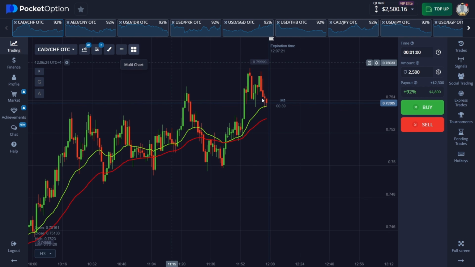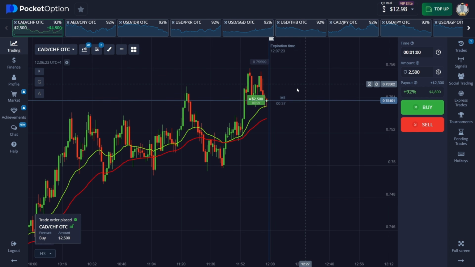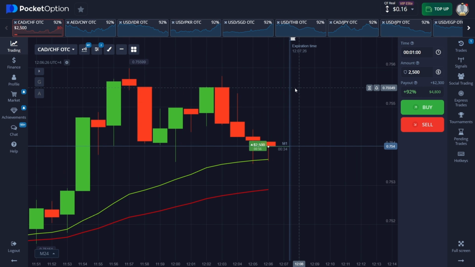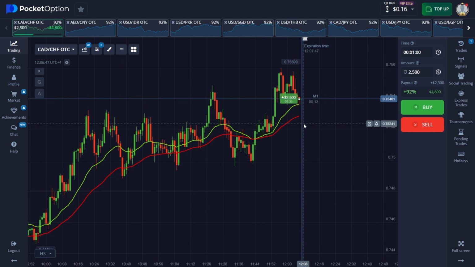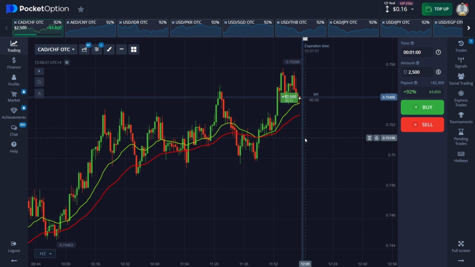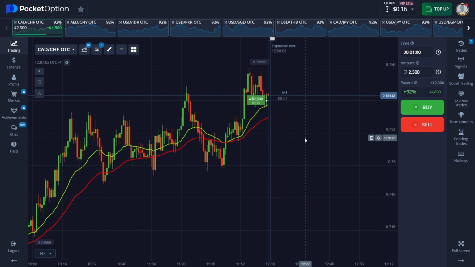On CAD CHF, we have a trade for the upside move. I placed the trade for the upside move, but I got a slightly poor entry. Currently, the trade isn't going in our favor, but we still have 50 seconds left. The current candle reversed and became a green candle, and we still have 12 seconds left.